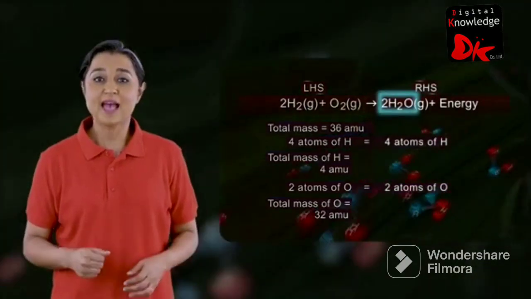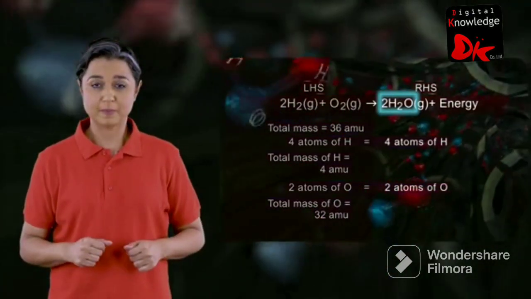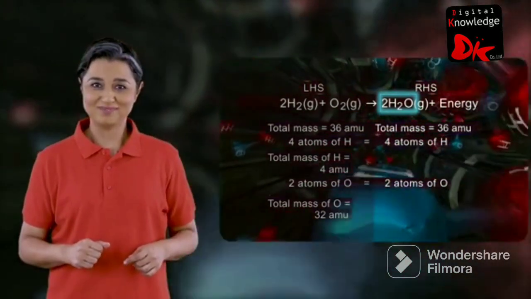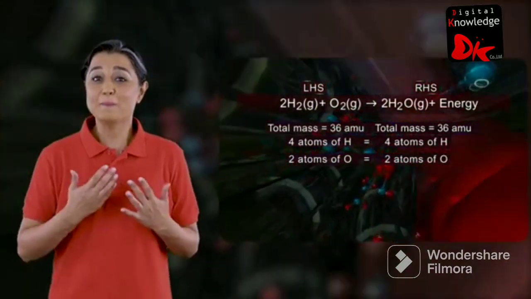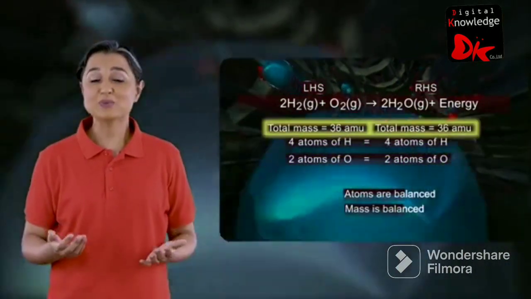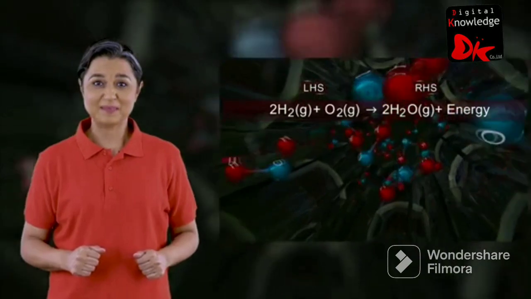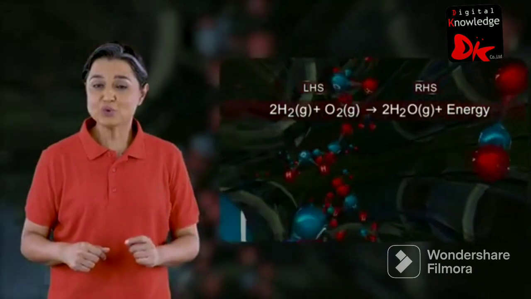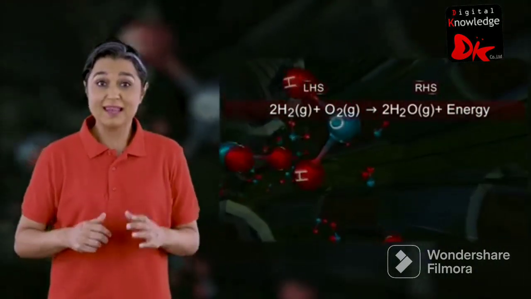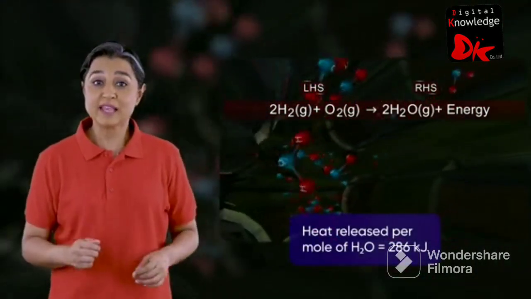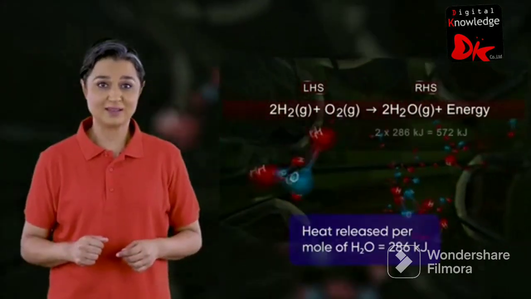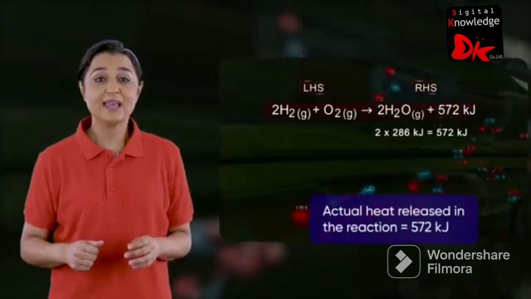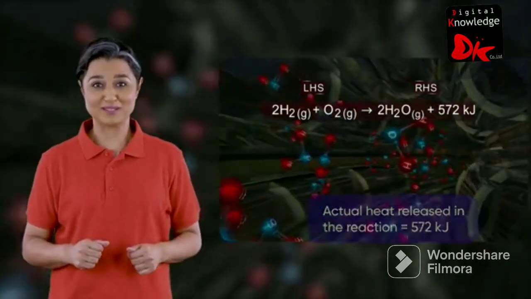The RHS has 2 molecules of water. The total mass is equal to 36 AMU. Thus, this equation balances the number of atoms as well as their mass. In this reaction, heat is liberated. Each mole of H2O formed liberates around 286 kilojoules of heat. Therefore, the actual heat released in this reaction is 572 kilojoules.